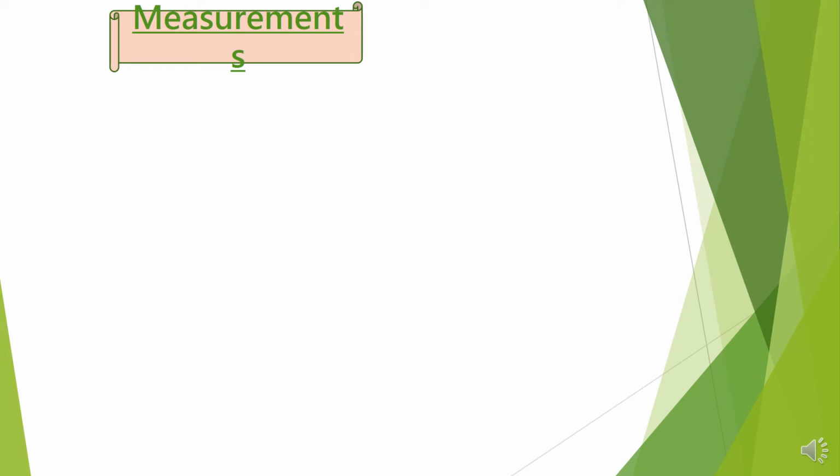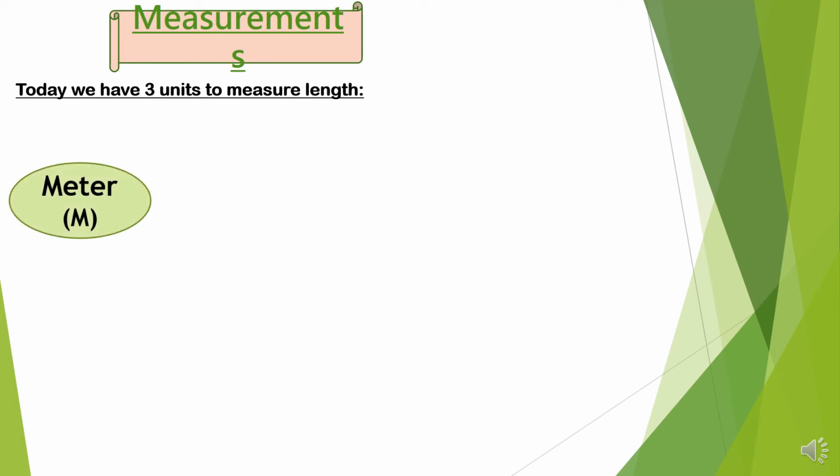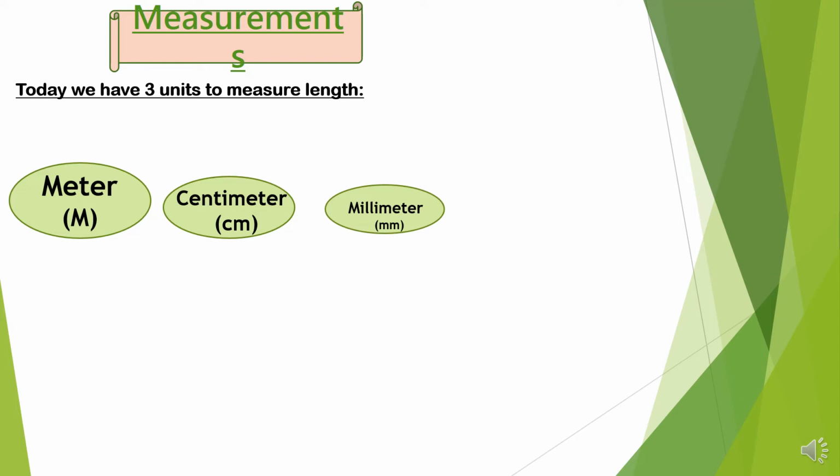Let's move to measurements. We have 3 types to measure length. Meter, and its abbreviation is m. Centimeter, which is a little bit smaller than a meter, and its abbreviation is cm. Millimeter, and its abbreviation is mm.